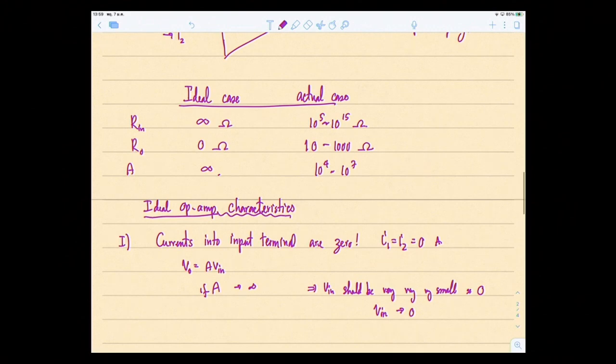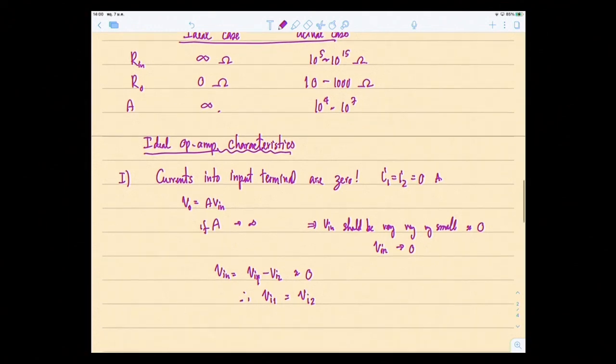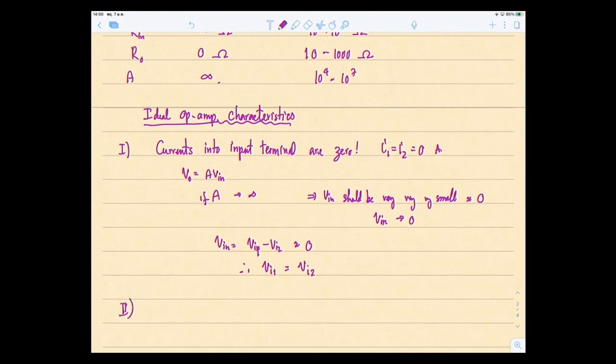Well, we say that V in is equal to V input 1 minus V input 2. So the voltage at the non-inverting and the inverting terminals, the difference, should be near zero. It means that your V input 1 must be equal to your V input 2. So the second characteristic of an ideal op amp is that the voltages at the input legs are equal. VI1 equals VI2.